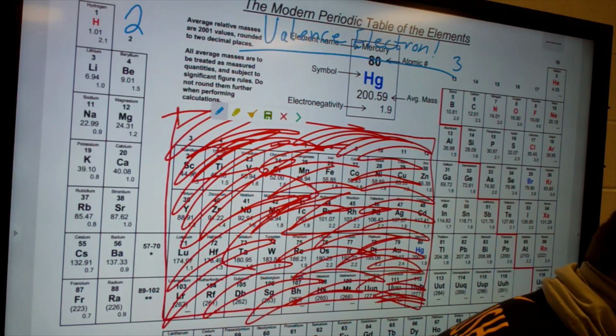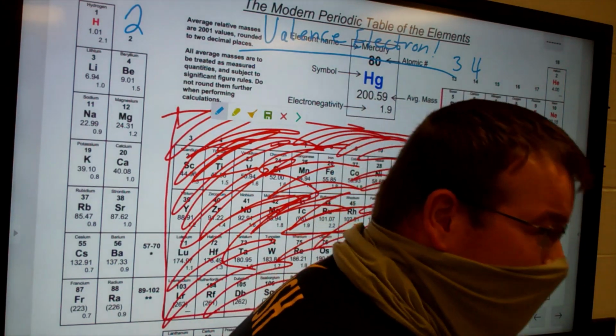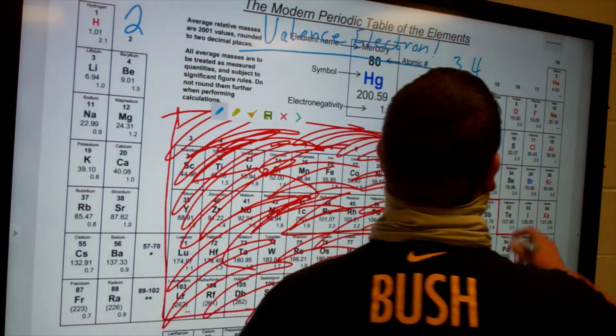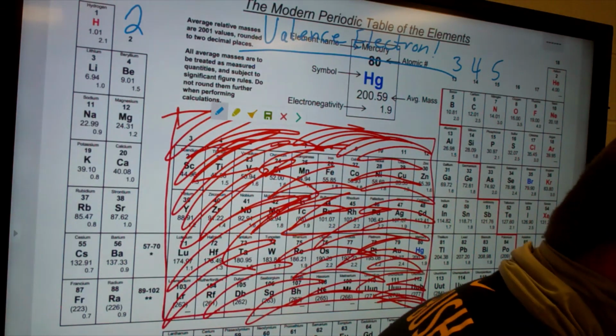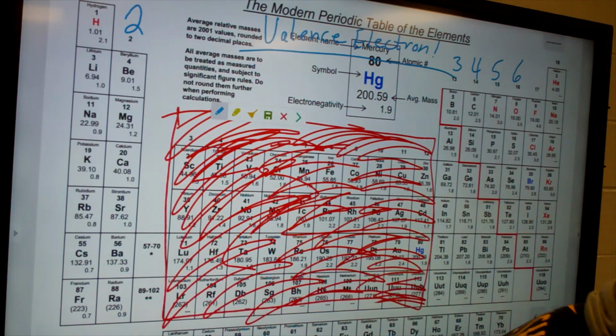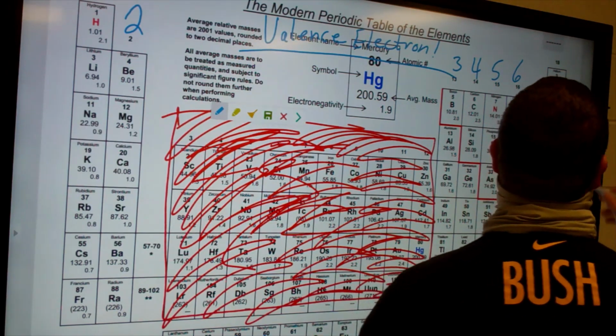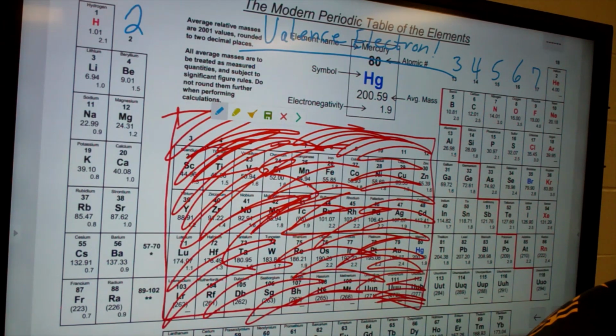Anyway, column 14. How many valence electrons? 4 valence electrons. Yes. Oh, my goodness. 15? 5. Oh, you would destroy the SAT. 16? 6. 6 valence electrons. It stands no chance. 17? 7.